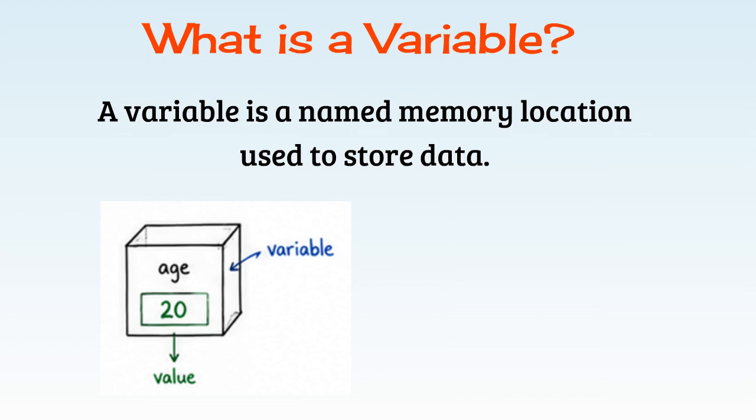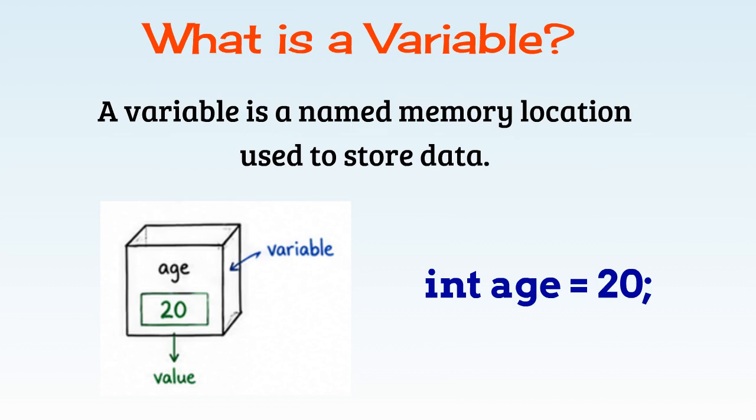whenever it needs it. For example, suppose you want to store a student's age. You can create a variable named age and assign it the value 20. In this example, age is the variable and 20 is the value stored inside it. Whenever the program needs the student's age, it simply refers to the variable age instead of repeatedly writing the number 20. Using variables makes programs easier to read, easier to understand, and much easier to modify.